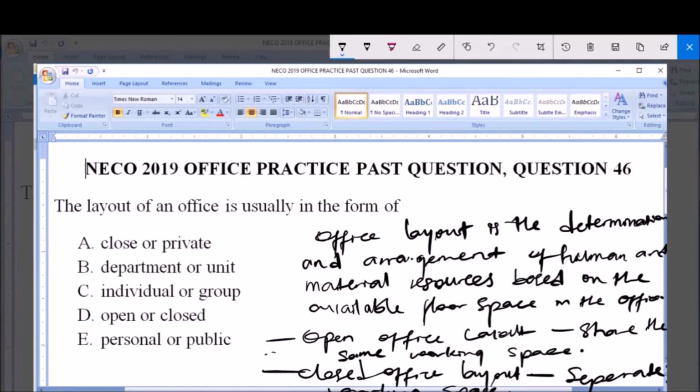Now, the question says the layout of an office is usually in the form of, like I said, open and closed office layout, and that is option D, open or closed office layout.